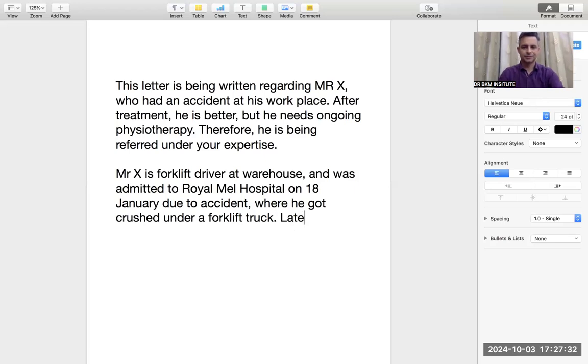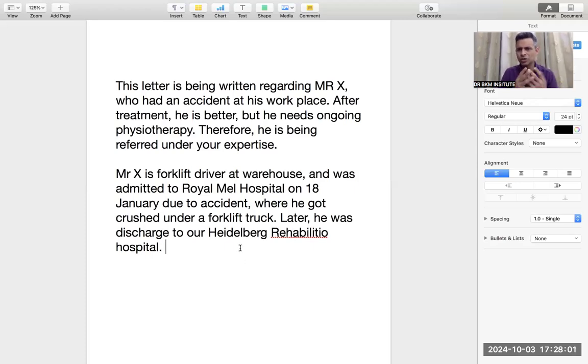So later he was discharged to our. This is the way of writing. You write naturally: you were discharged to our Heidelberg Rehabilitation Hospital. Even if by chance sometimes you feel H should be capital, again, Heidelberg Rehabilitation, obviously you have to take care of the spellings in the final exams. I'm just telling you the method. So it's so natural, where he got crushed.